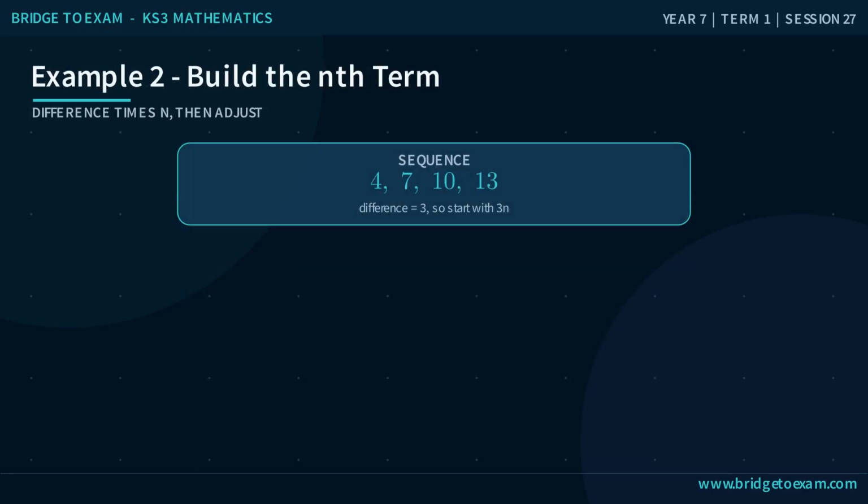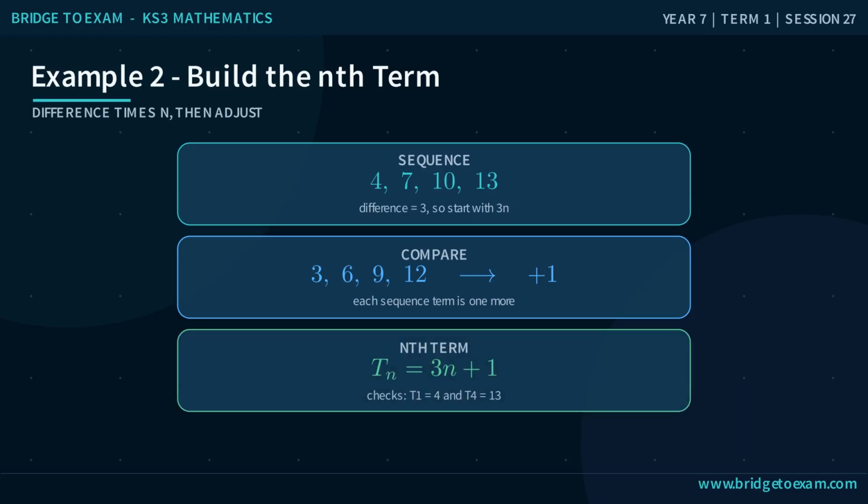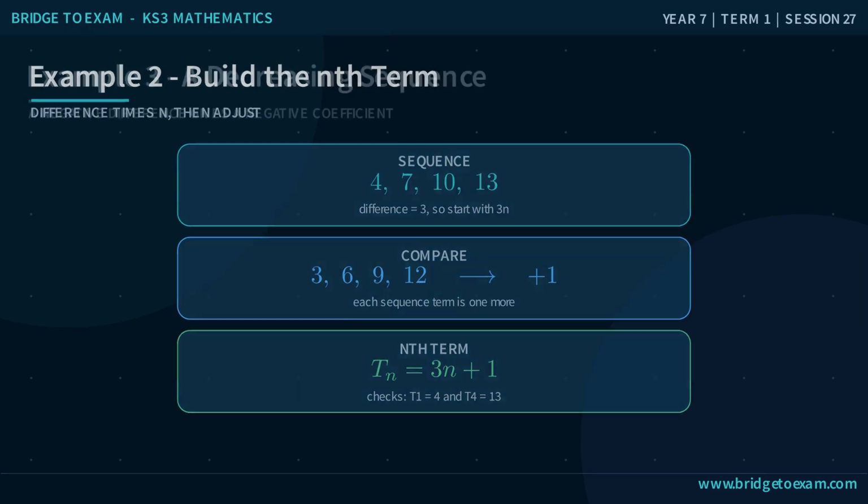Now find the nth term of 4, 7, 10, 13. The common difference is 3, so start with 3n. The multiples of 3 are 3, 6, 9, 12. Every term in our sequence is one more than the matching multiple. Add that constant adjustment. The nth term is 3n plus 1. Check: n equals 1 gives 4, and n equals 4 gives 13.